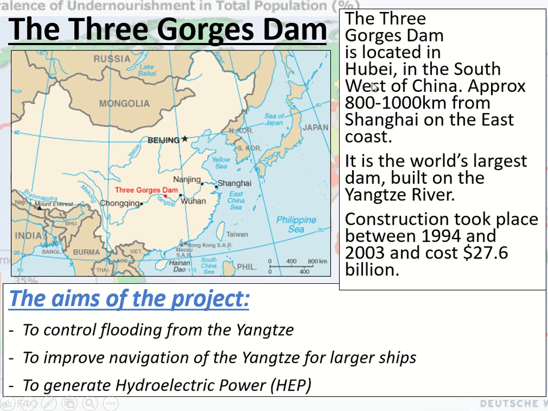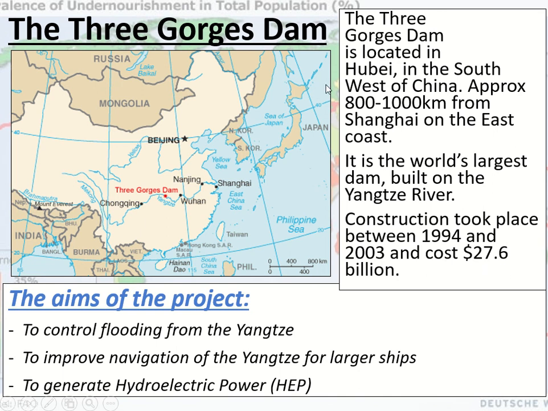So that is a typo. Ignore that, please. It's the world's largest dam built in the Yangtze River. I don't think technically it is the world's largest dam now either. I think it's the world's largest power station. And construction took place between 1994 and 2003, and it cost a staggering $27.6 billion. Figures will vary. That said, it did pay for itself within about 3 years of being fully operational, so not that bad.